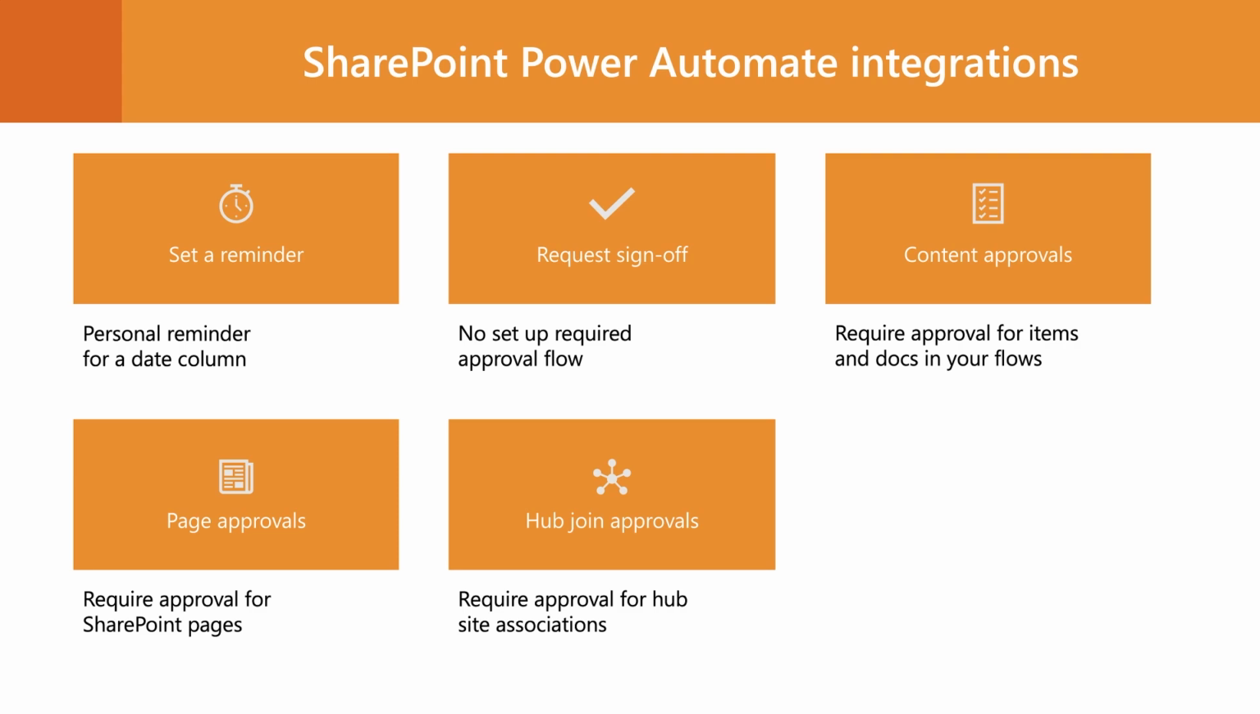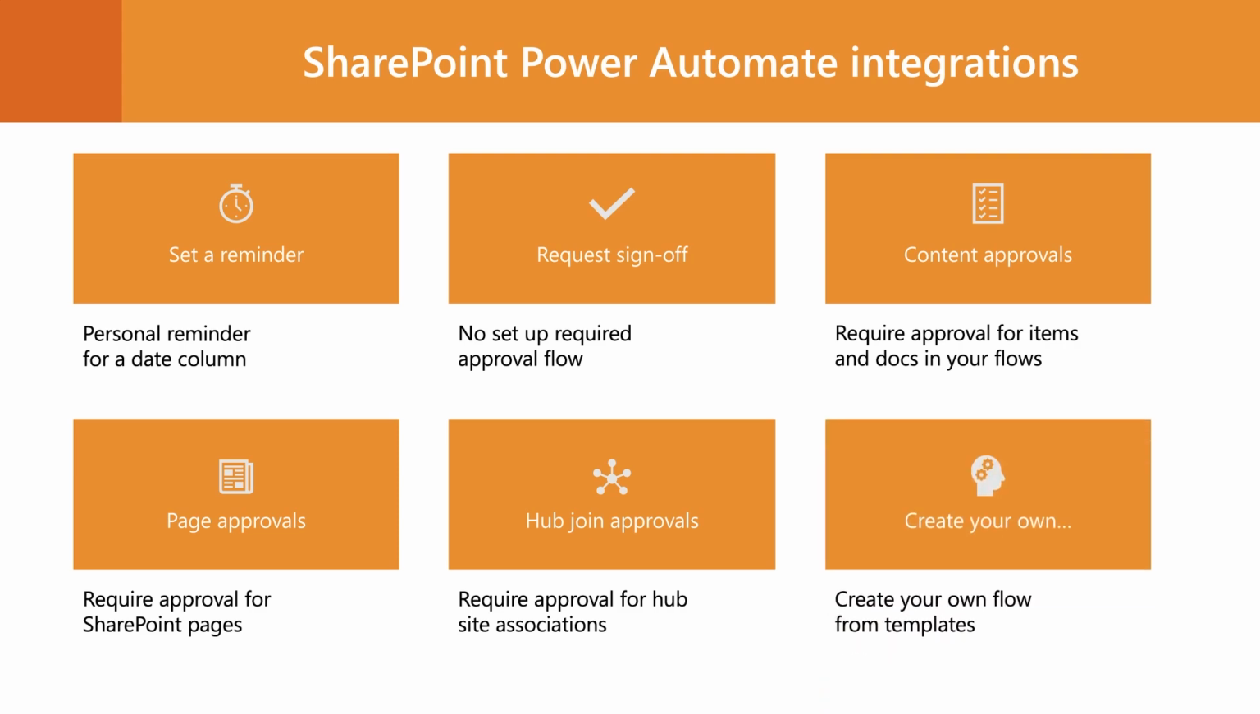If you are managing hub sites in SharePoint and want the ability to allow users to request to join those hub sites because they are part of the organization or whatever reason they want to provide you, you can have the hub join approval flow manage that for you as well. If none of these scenarios are useful enough for you, but you want to create something very specific to your needs, you can do that as well with lots of templates that we have in the Power Automate website.